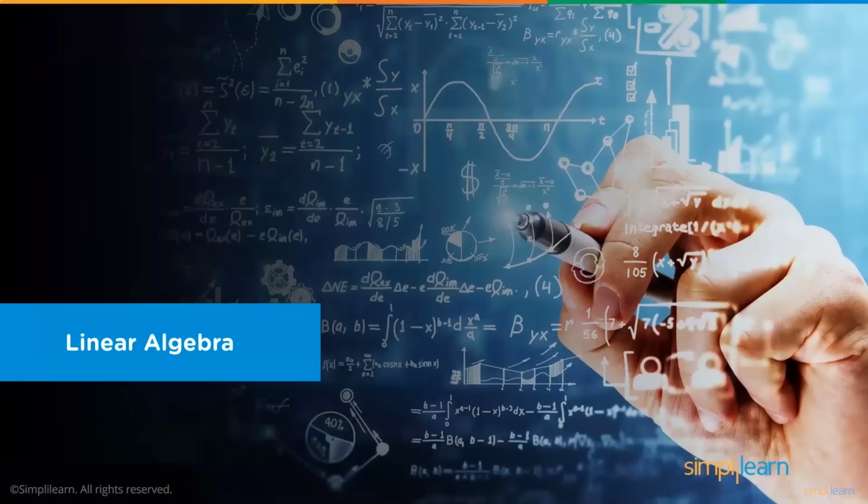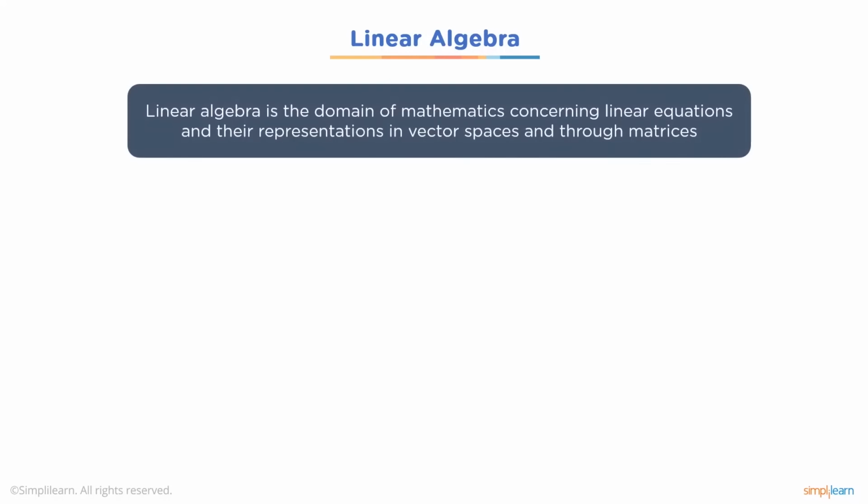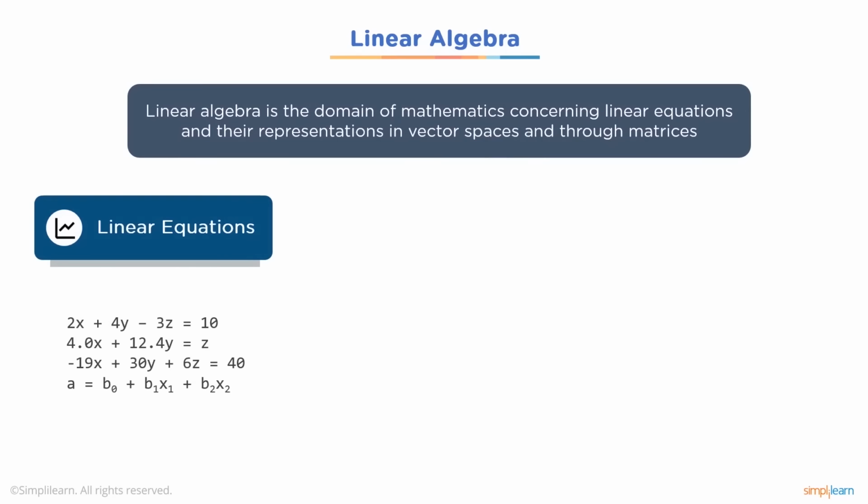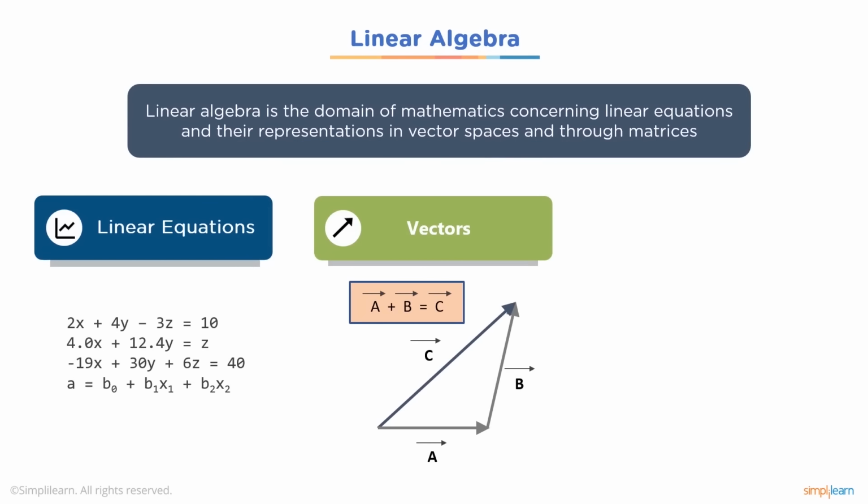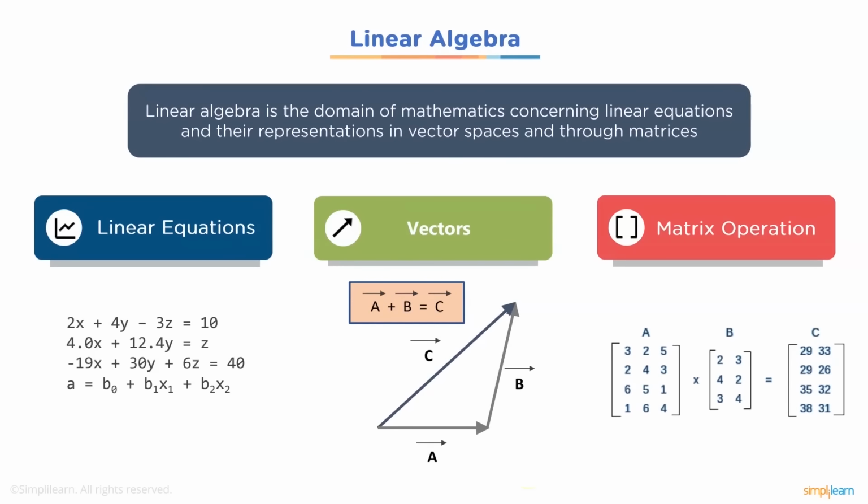You can remember back to your Euclidean geometry. We have a line. Well, let's go through this. Linear algebra is the domain of mathematics concerning linear equations and their representations in vector spaces and through matrices. I told you we're going to talk about matrices. So a linear equation is simply 2x plus 4y minus 3z equals 10.